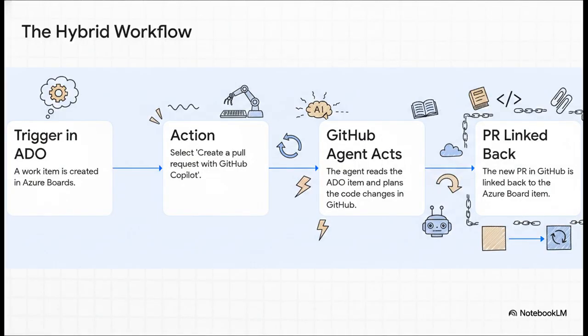Here's how this hybrid workflow actually works, and it's pretty slick. You start in Azure Boards, create a work item, just like you always have. But right from that work item, a developer can click a button that wakes up the GitHub Copilot agent. That agent then reads the requirements from Azure Boards, hops over to your code in a connected GitHub repo, does all its planning and coding, and then automatically creates a pull request, linking it right back to the original work item in ADO. It's seamless.